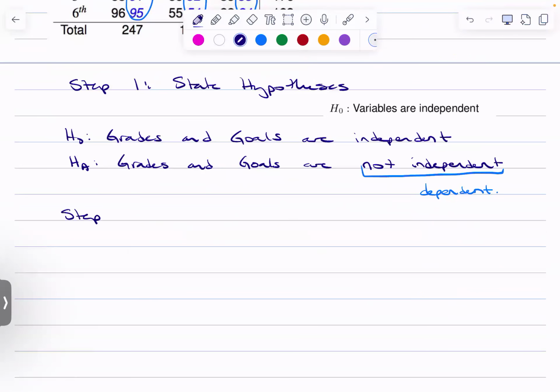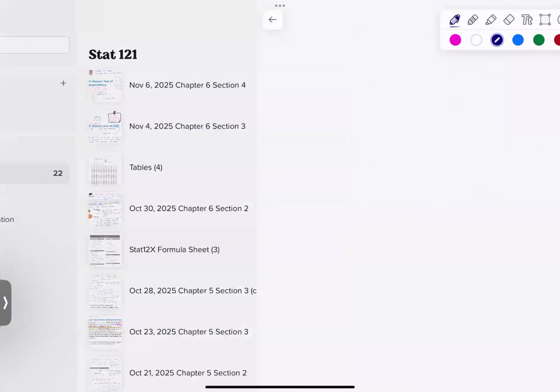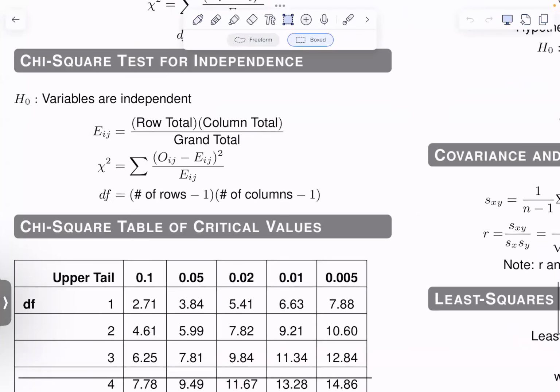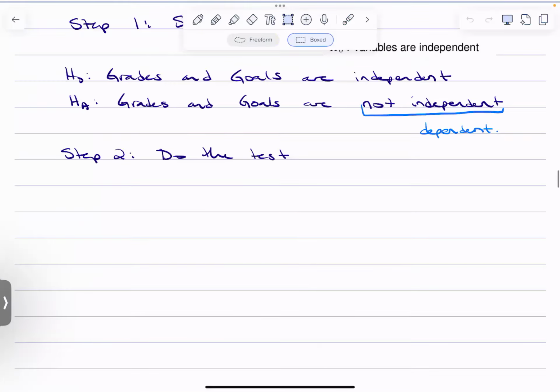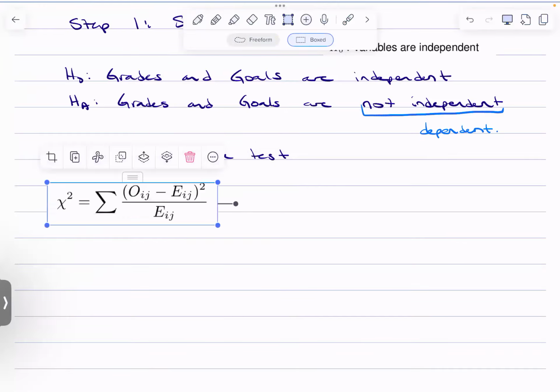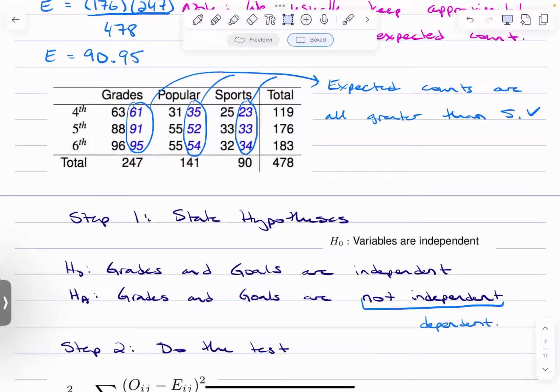Now, do the test, do the do. From your formula sheet, we calculated all the expected counts. So now for each cell, you want to find the observed minus the expected, then square it, and then divide it by the expected, right? And then add them all up. I'm not going to do them all because that's crazy, but I will do some.